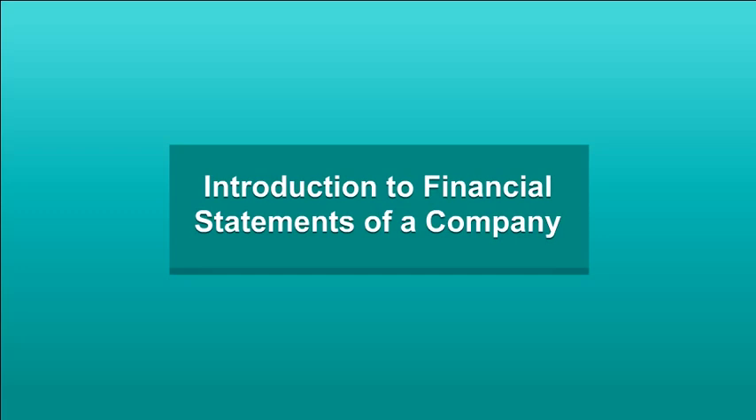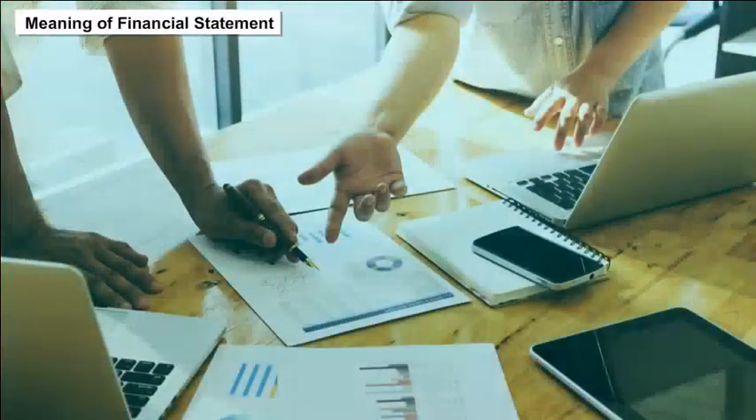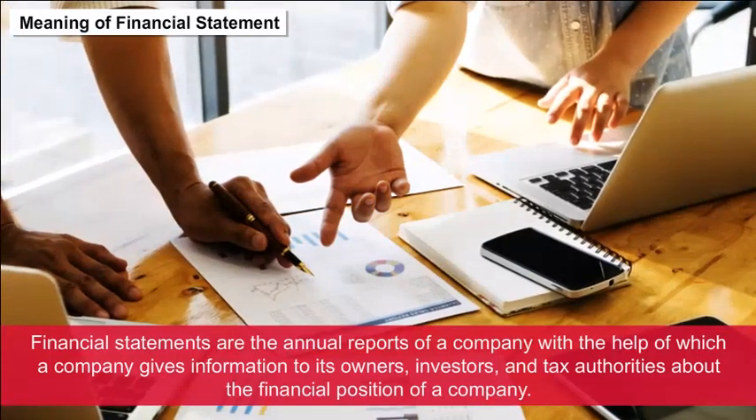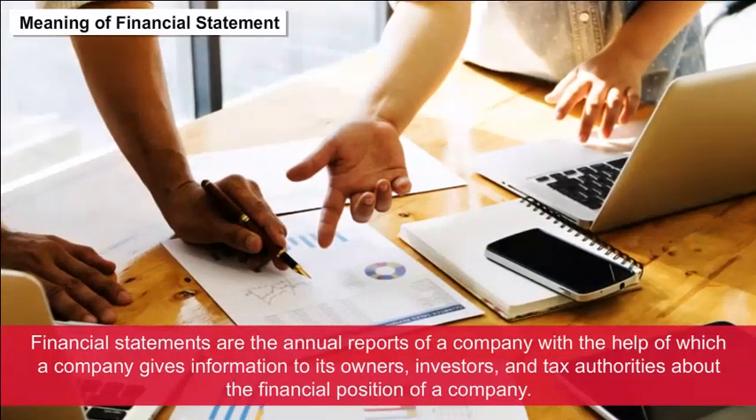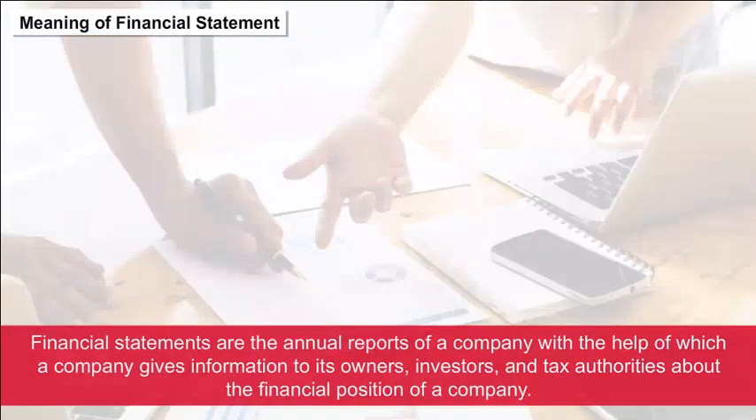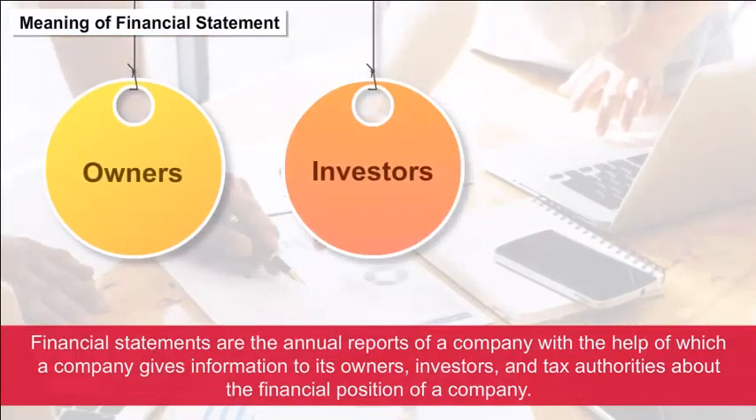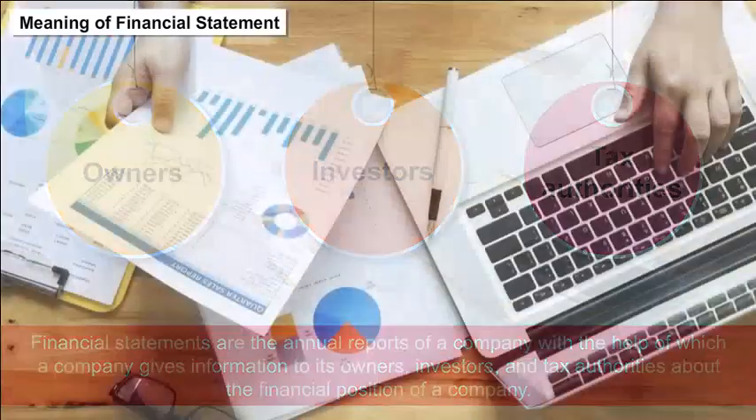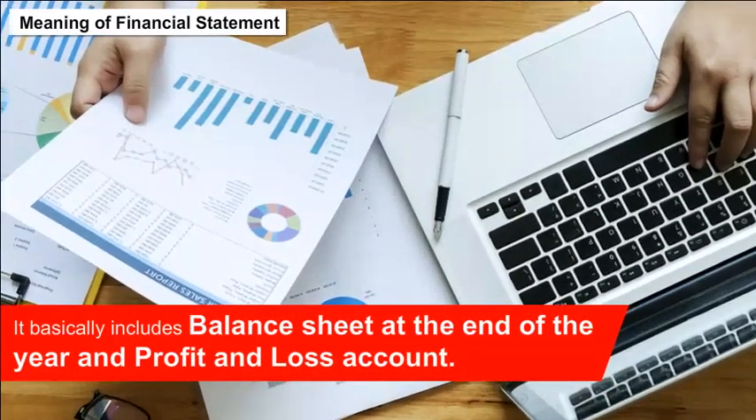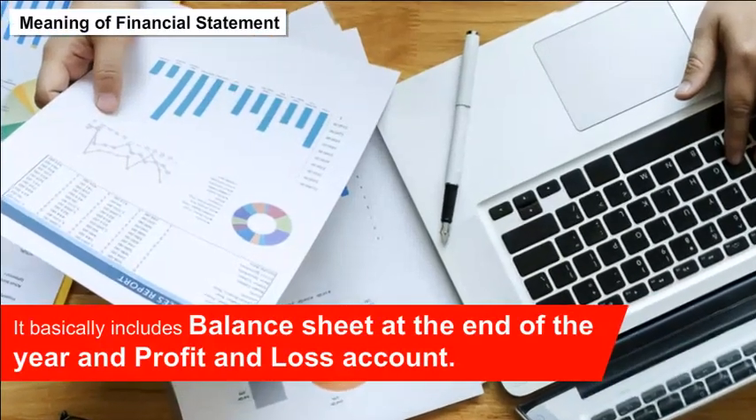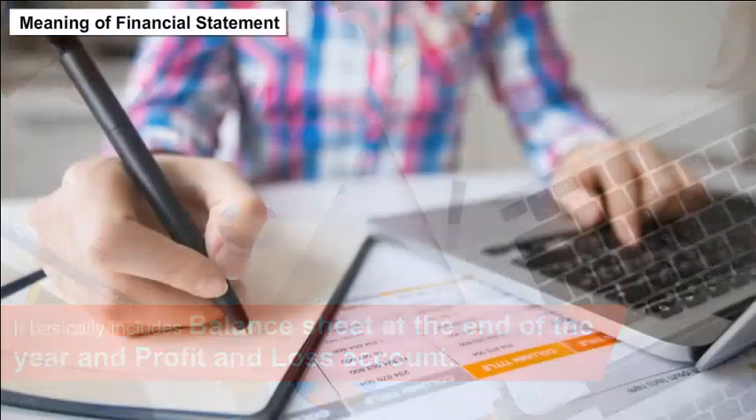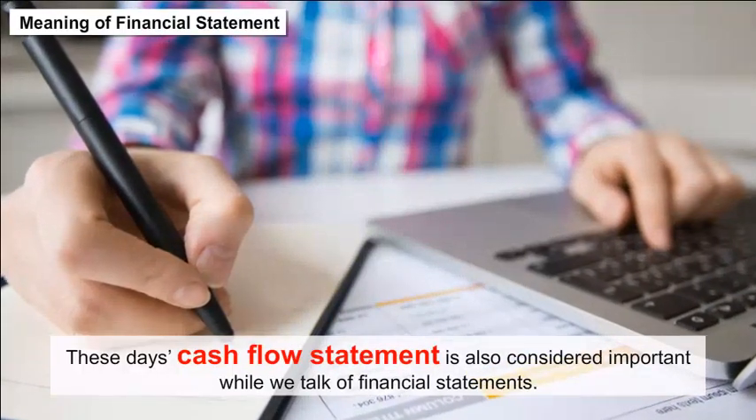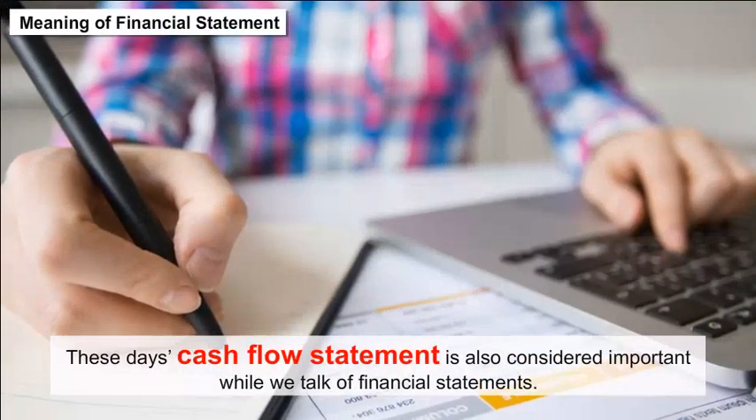Introduction to financial statements of a company. Meaning of financial statement. Financial statements are the annual reports of a company, with the help of which a company gives information to its owners, investors, and tax authorities about the financial position of a company. It basically includes balance sheet at the end of the year and profit and loss account. These days, cash flow statement is also considered important while we talk of financial statements.